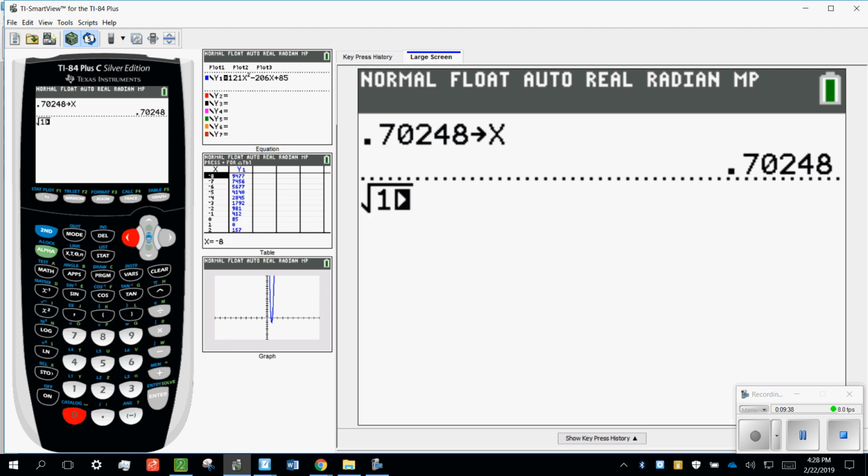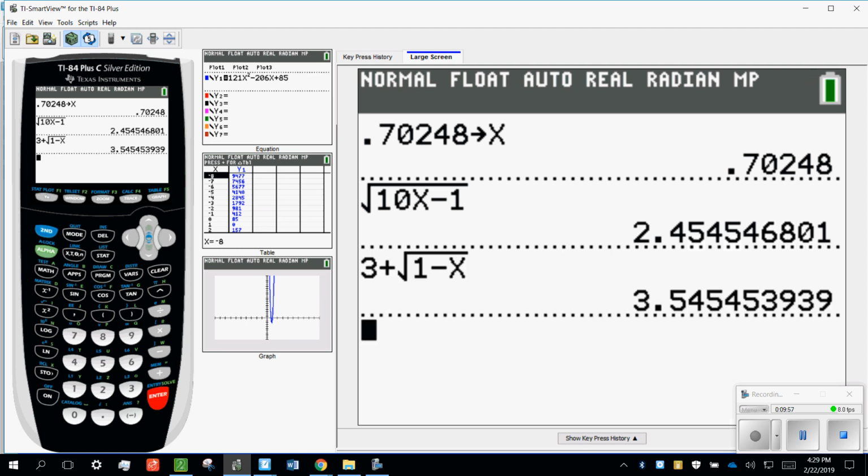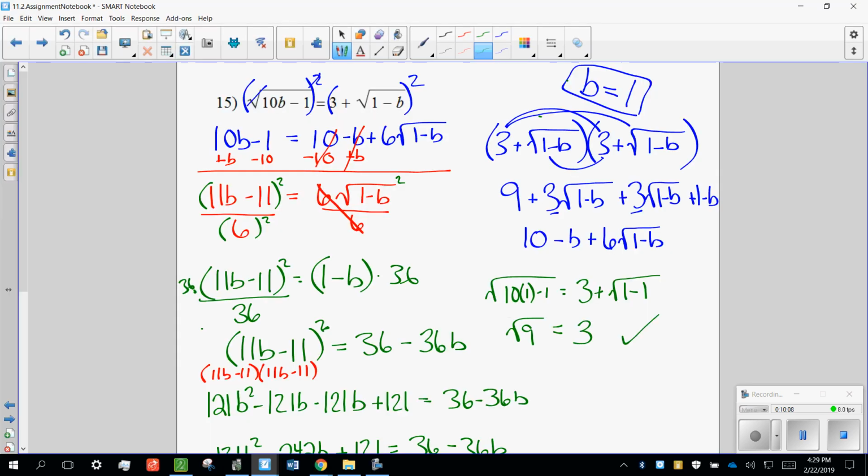So 10x minus 1. Hit enter. 2.4 whatever. 3 plus, this is the other side of that square root equation, and I plug in that other value, and you see that I do not get the same answer. So those two are not equivalent, which means that 0.70248 is an extraneous solution. And so all I have here is b equals 1.